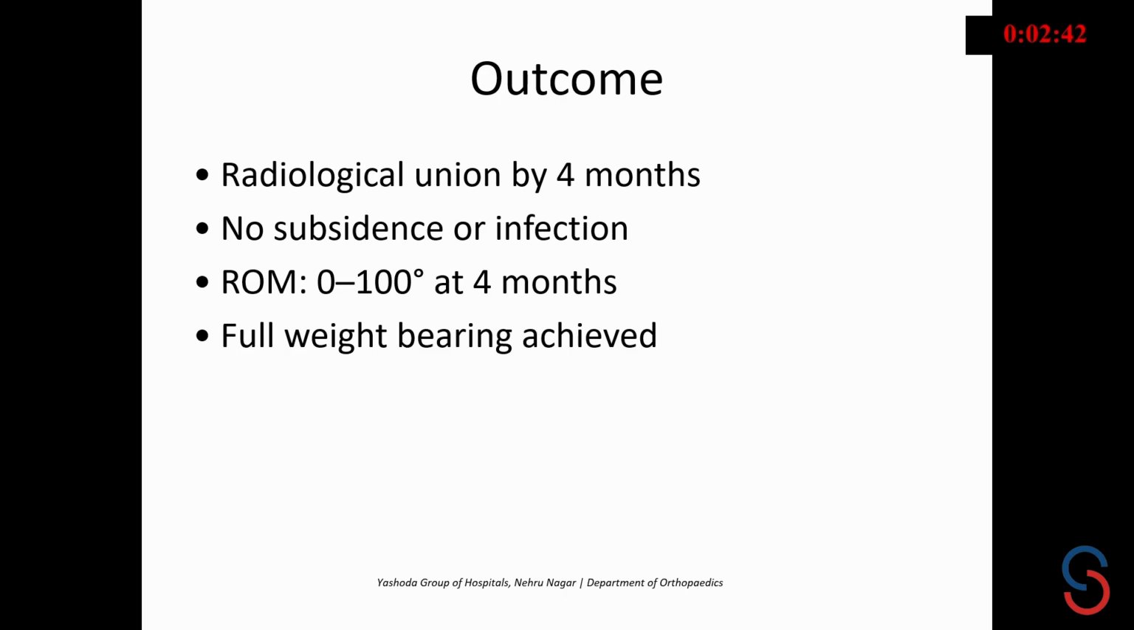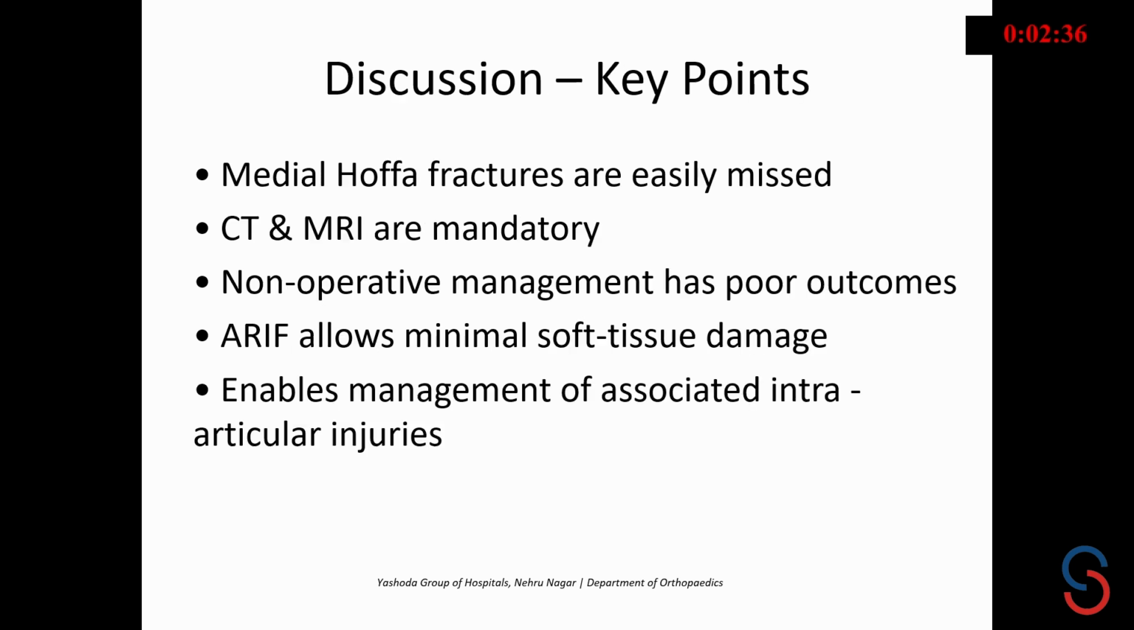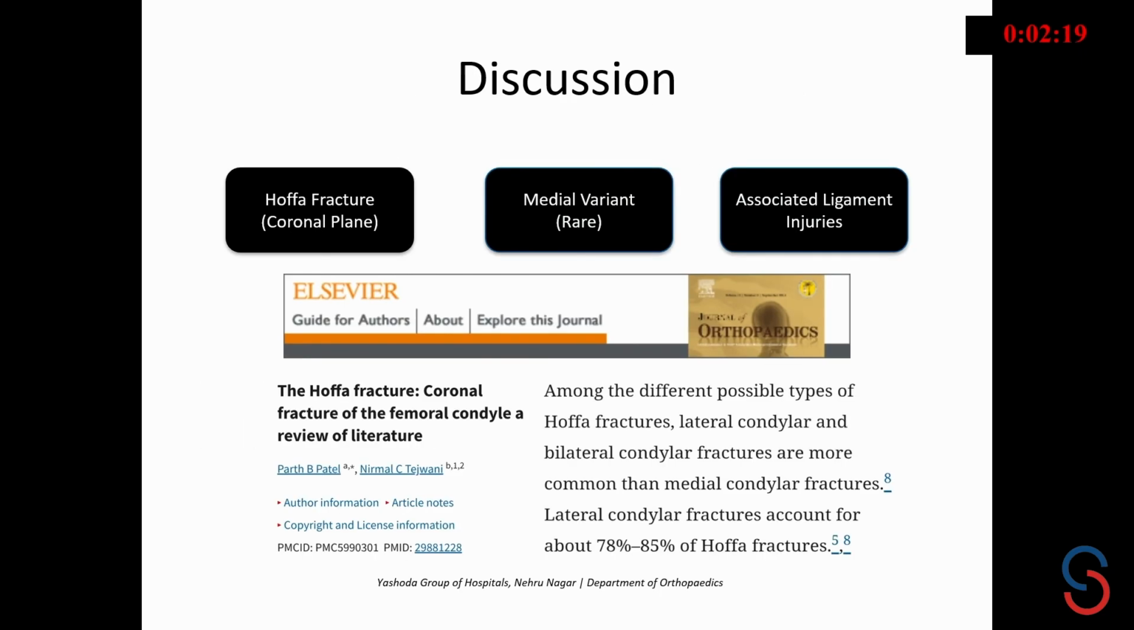So outcome is radiological union by 4 months. There is no subsidence or infection. Range of movement was about 100 degrees at 4 months, and full weight bearing was achieved. Now decision. See, medial Hoffa fractures, they are easily missed. CT and MRI are mandatory. Non-operative management has poor outcomes, and arthroscopic reduction and internal fixation allows minimal soft tissue damage, and you can even deal with other injuries associated with it.